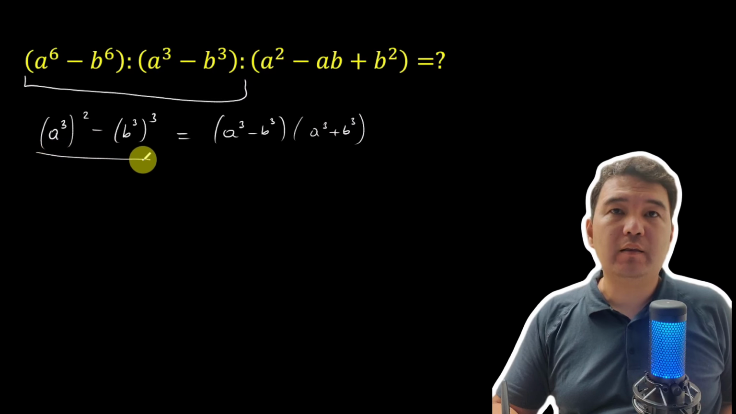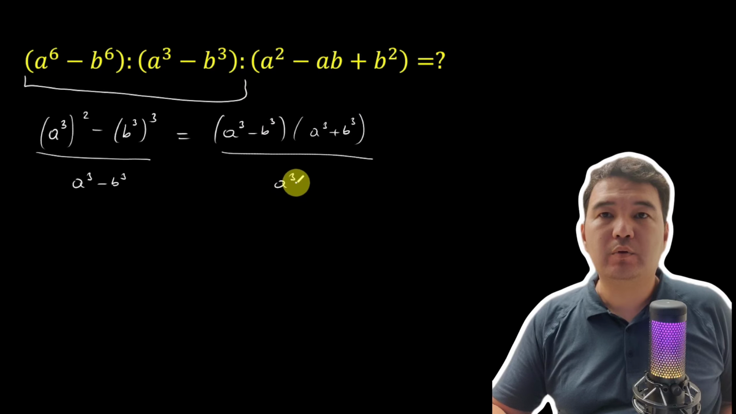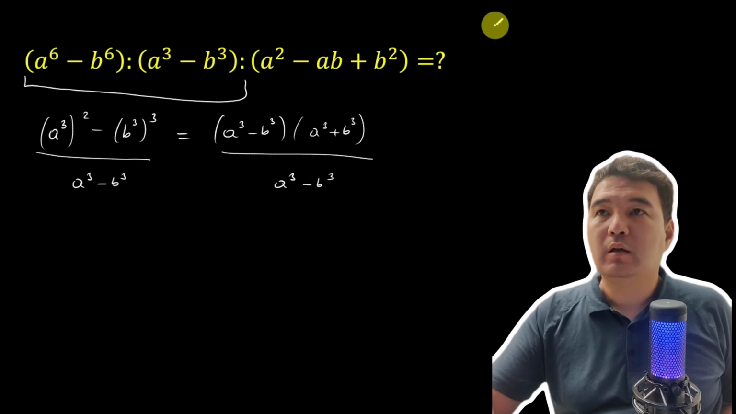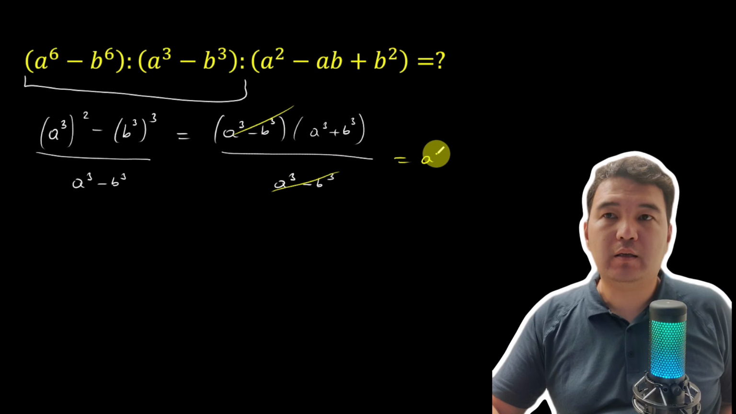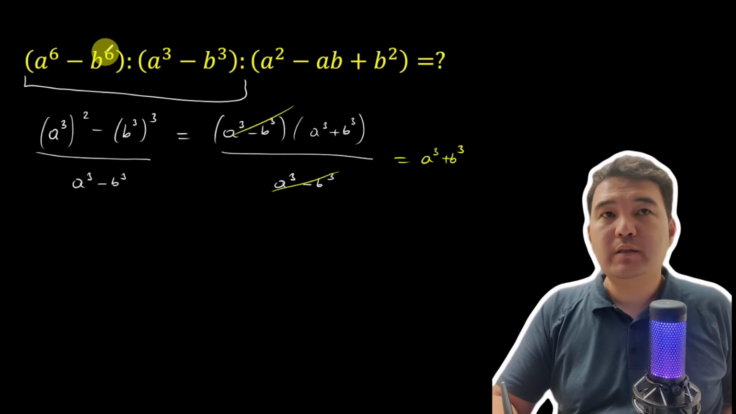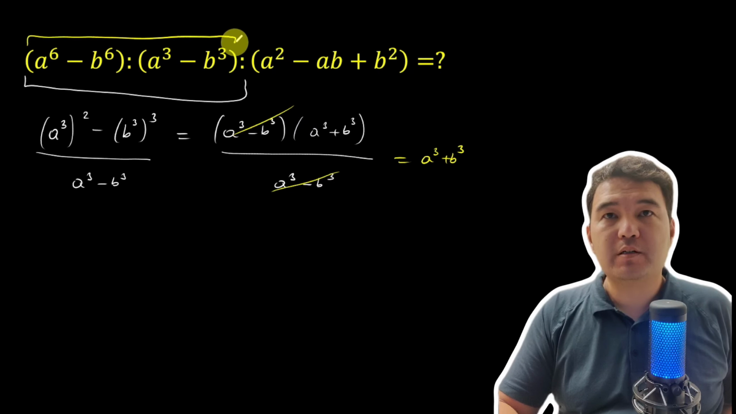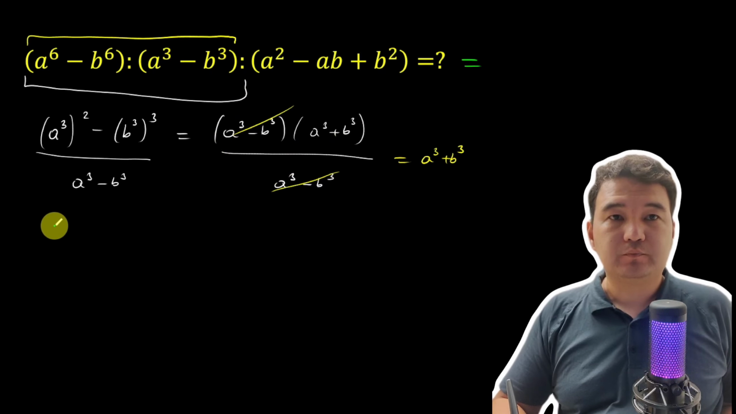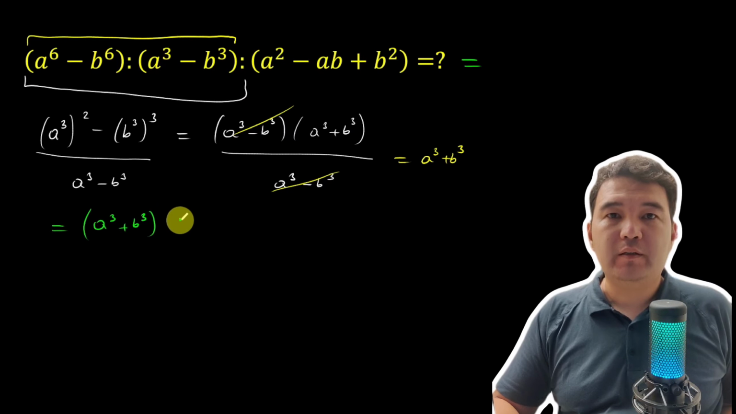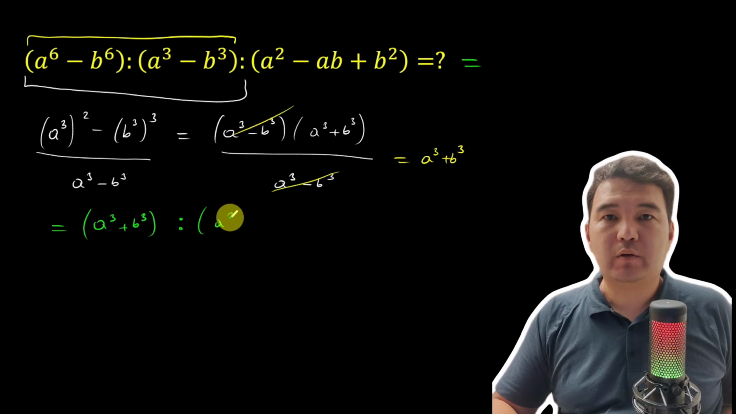If you divide this by a³ minus b³, the a³ minus b³ factors cancel out, and you get a³ plus b³. So this part of the expression is a³ plus b³. So that's equal to a³ plus b³ divided by a² minus ab plus b².